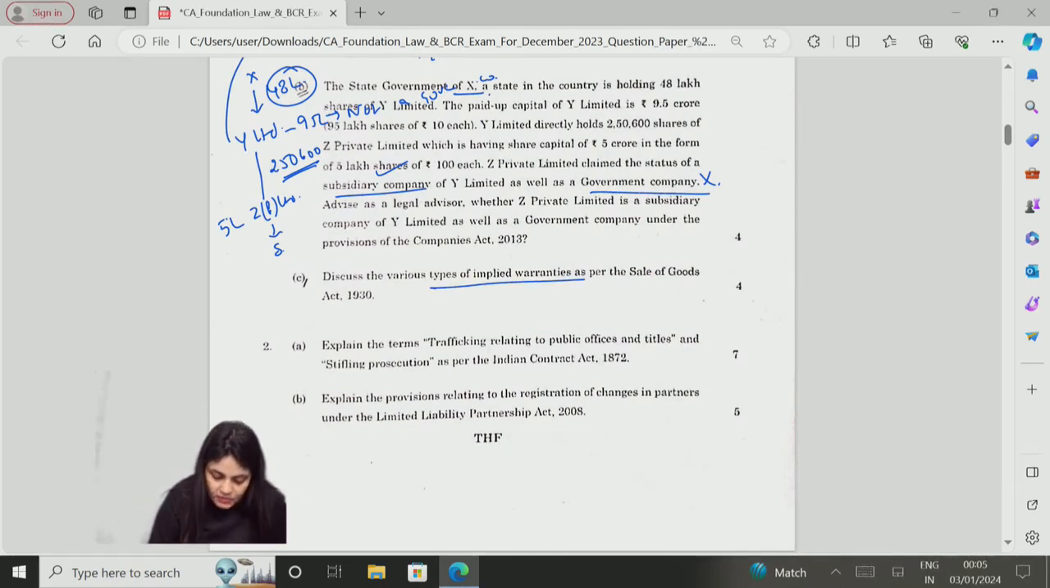Discuss the various types of implied warranties. So basically, there are 4 types of implied warranties. The first one is warranty as to undisturbed or quiet possession. The second one is warranty as to freedom from encumbrances. The third one is warranty as to disclosure of dangerous nature of the goods. And the fourth one is warranty as to quality and fitness by usage of trade.